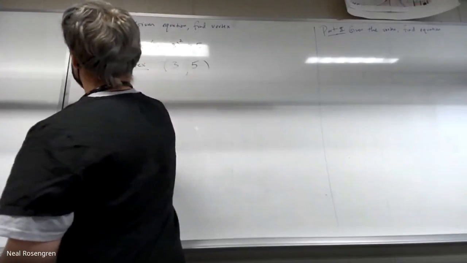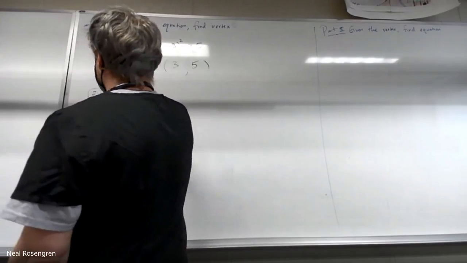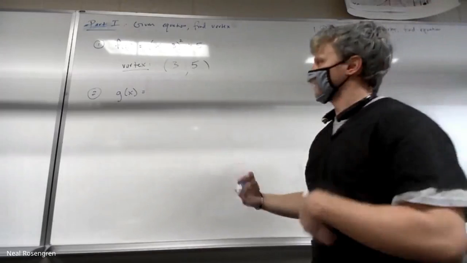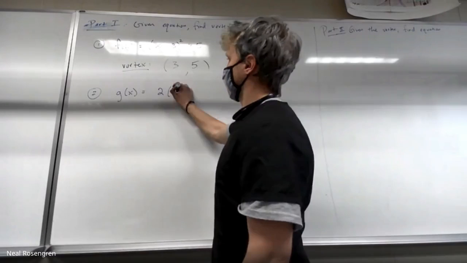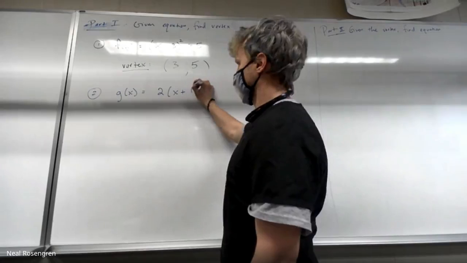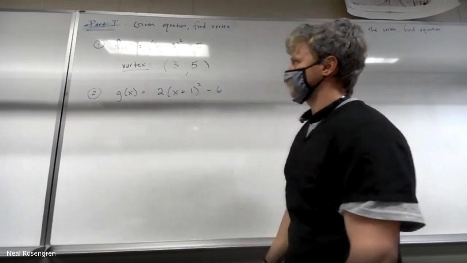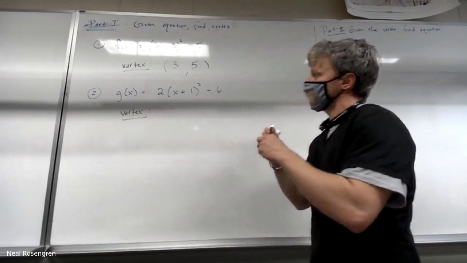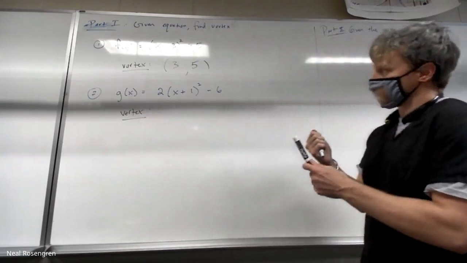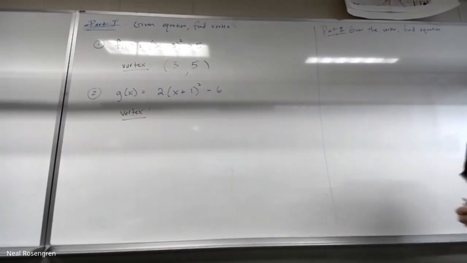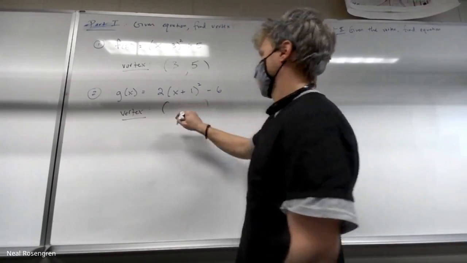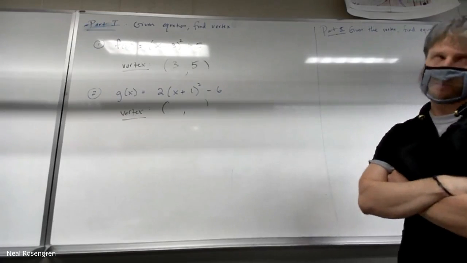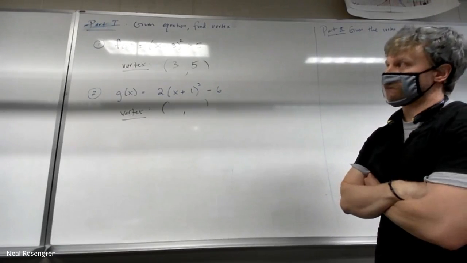Cool. Number 2. I'm going to switch the name because I already used f of x, so I'm going to call this one g of x. F of x is probably the most common one because f for function kind of makes sense. G of x equals 2 parentheses x plus 1 squared minus 6. Just kind of jot that down. And we just want to find that turning point.